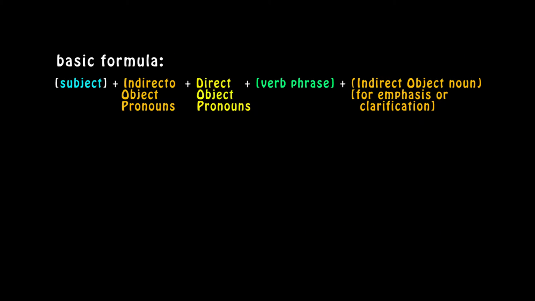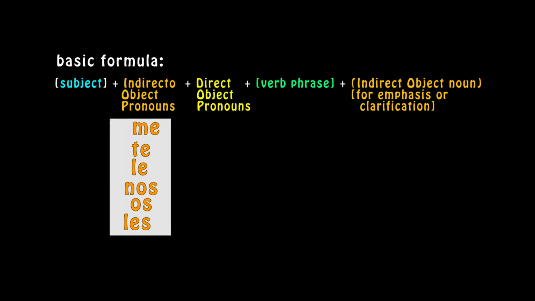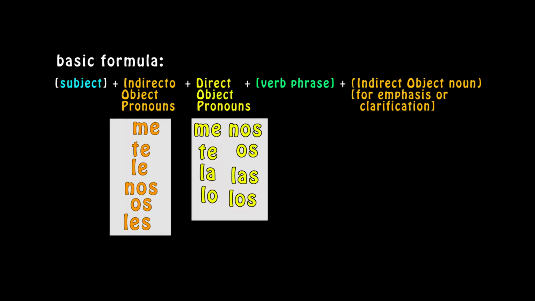So, how are the object pronouns placed in a sentence? Well, there are several ways. Generally, it starts with the subject, then we place the indirect object pronouns such as me, te, le, nos, os, les, plus the direct object pronouns me, te, la, lo, nos, os, las, los, plus a verb phrase, and sometimes we'll keep an indirect object noun for emphasis or clarification, which starts with a or de or other preposition.